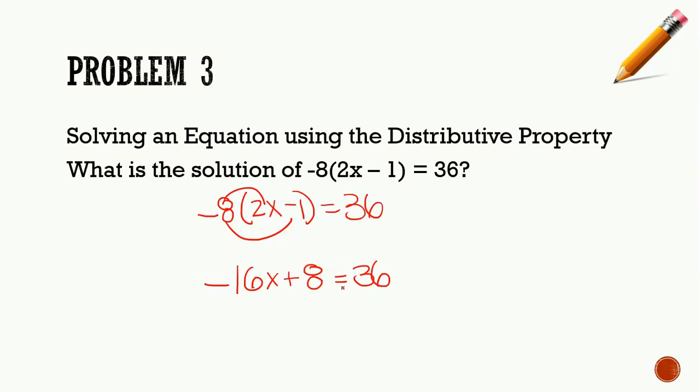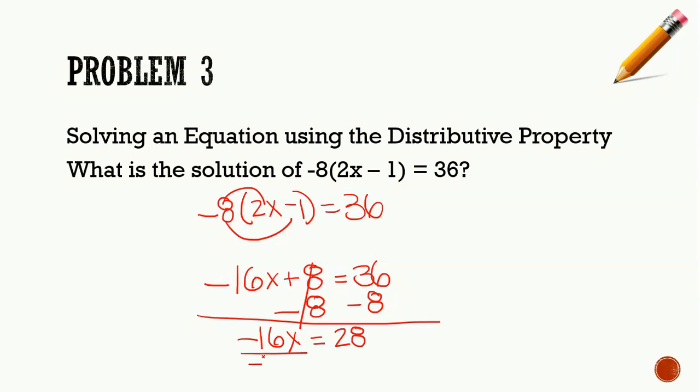Now it becomes just like my two steps that we were doing earlier. So first, undo the addition by using subtraction. Negative 16x. Cancel my 8's out. Get 36 minus 8. Well, that's just 28, I think. Gotta get that x alone. So to undo multiplication, we're going to divide.